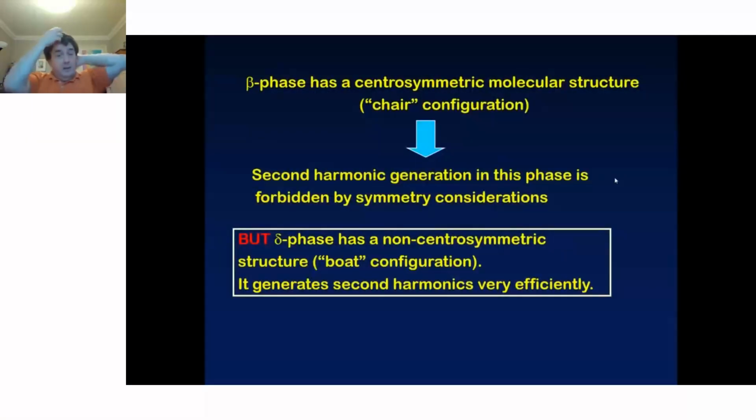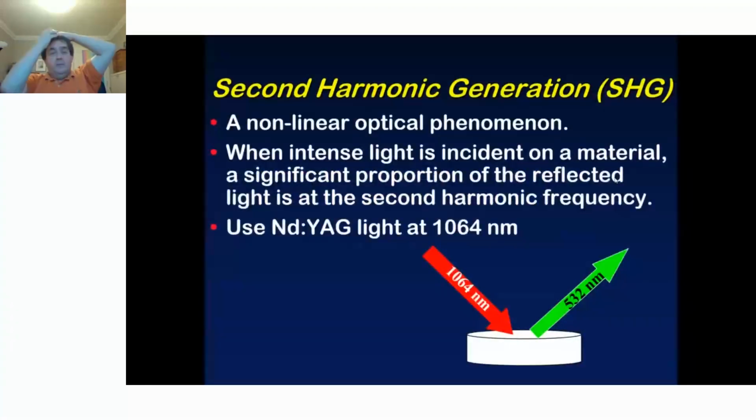So beta phase is a centrosymmetric molecular structure. It's in a chair, whereas the delta phase has a boat configuration, and it's quite efficient in terms of generating secondary harmonics. And this means, using this nonlinear optical phenomenon, if we put in 1064 nanometer light, we will get 532, i.e. green light coming off, and we can get that kind of light from a neodymium YAG laser. So you can track the presence of this delta form.